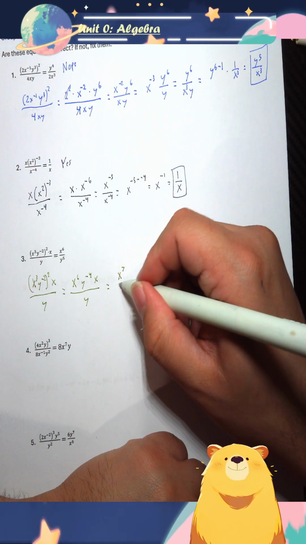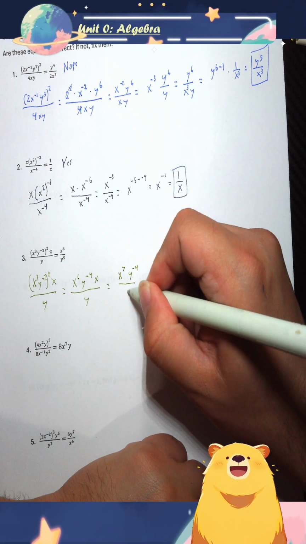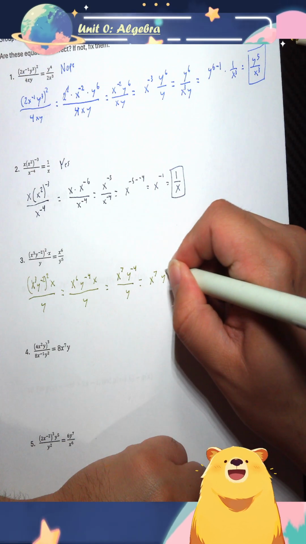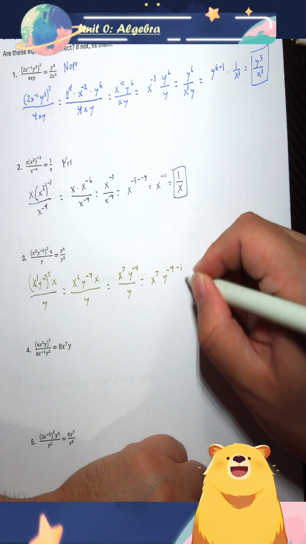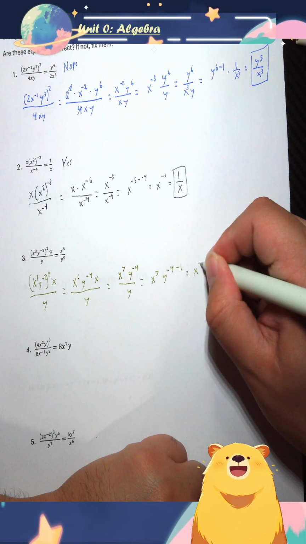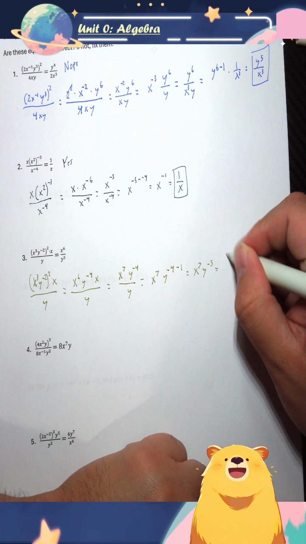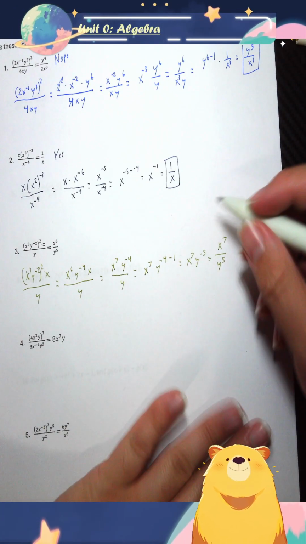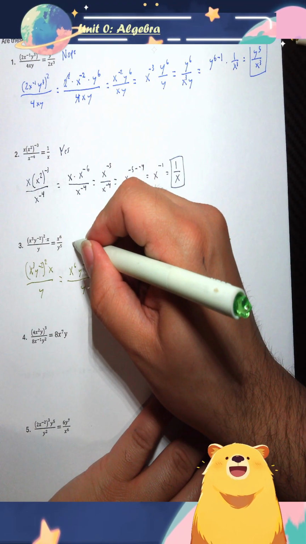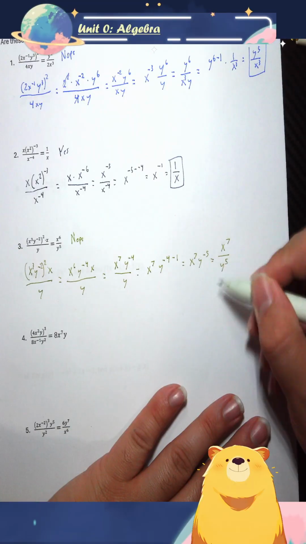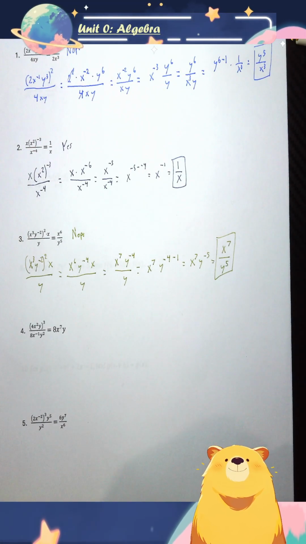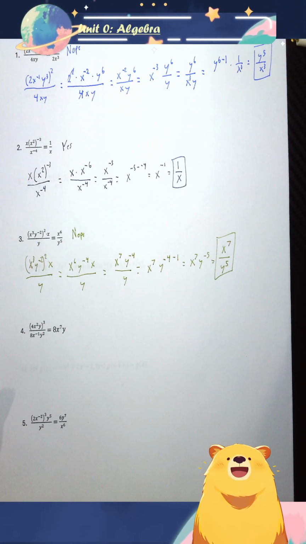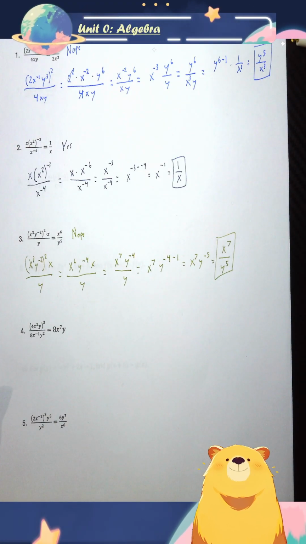And then, okay, I'm just going to rewrite it. x to the 7, y to the negative 4 minus 1. That's just going to be x to the 7, y to the negative 5, and that's going to be x to the 7th over y to the 5th. And is this correct? It does not match. Nope. And that's our answer. Okay. All right. Let's keep it going. Okay.